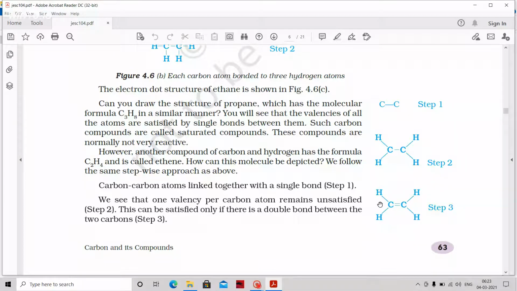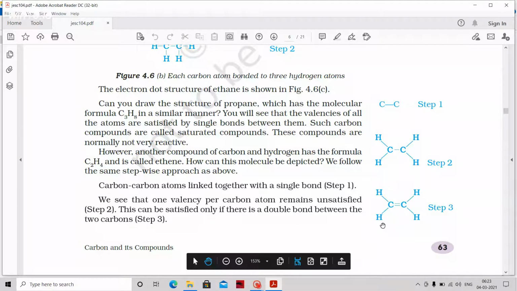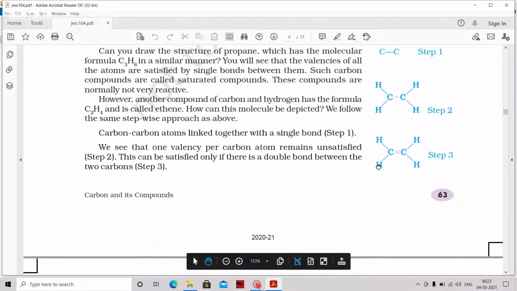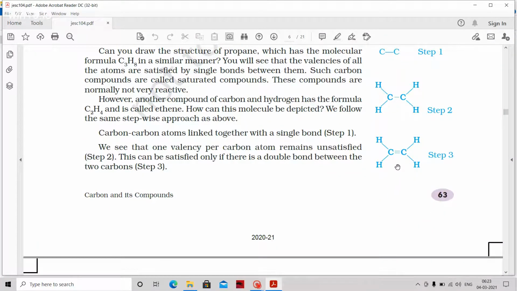So that's why these are called unsaturated hydrocarbons. That means a double bond between the 2 carbons tells us the compound is unsaturated. That means it satisfied its octet or valence by forming 2 bonds or 3 bonds with the carbon atom. Here it is 2 bonds. So it is ethylene or ethene.